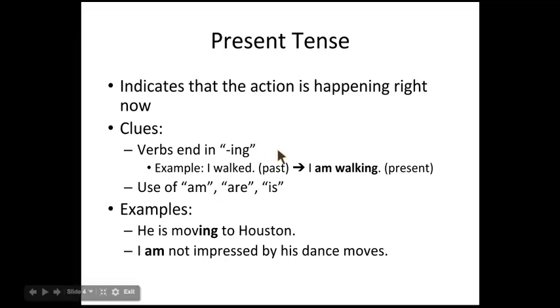Here's an example. I walked in the past tense becomes I am walking in the present tense. So the verb takes on that ing, and then it also takes the am, or the are, or the is. So, therefore, am, are, and is are further clues that you're in the present. Here's some examples. He is moving to Houston. Verb ending in ing. You got am, are, is right there. Present tense. I am not impressed by his dance moves. That means he's dancing right now. I'm not impressed. I don't like it.